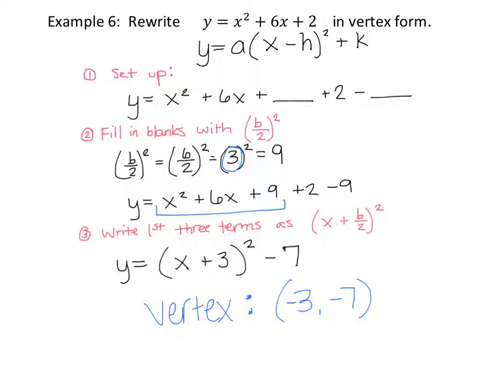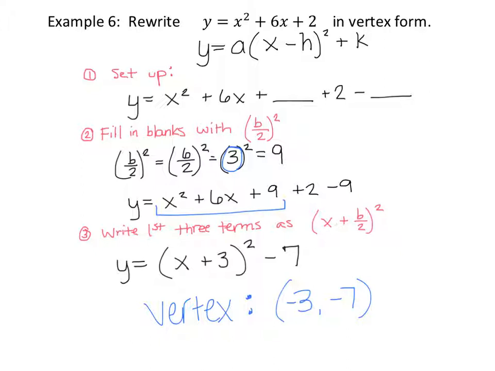What is your y-intercept? Negative 7? No. Go back up to the very top. 2. Out of standard form, you get your y-intercept. Out of vertex form, you get your vertex. So you could plot this parabola based off of everything you just did.